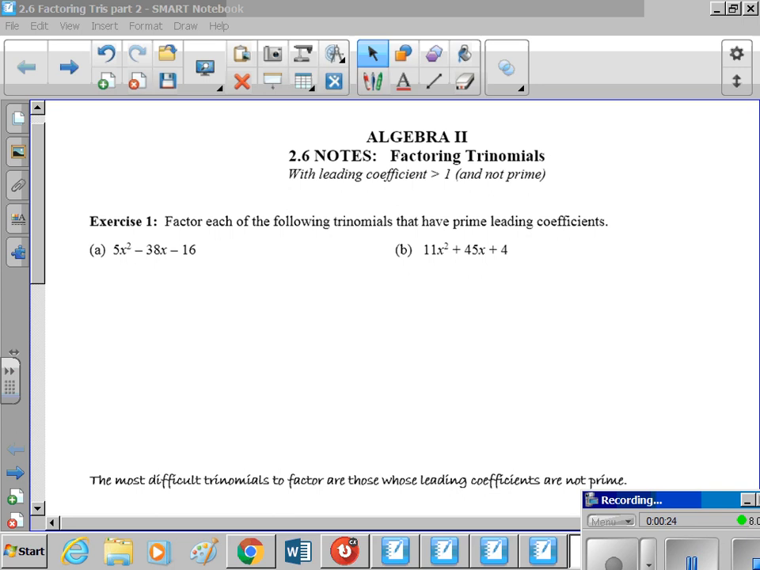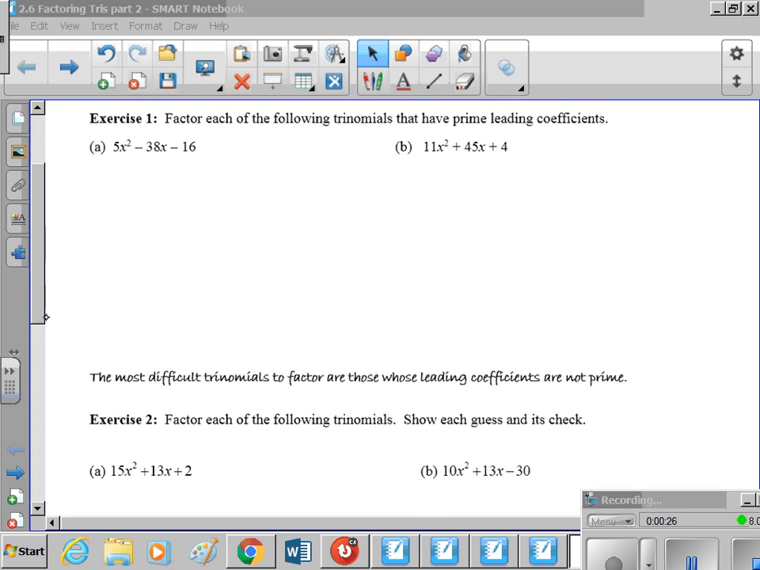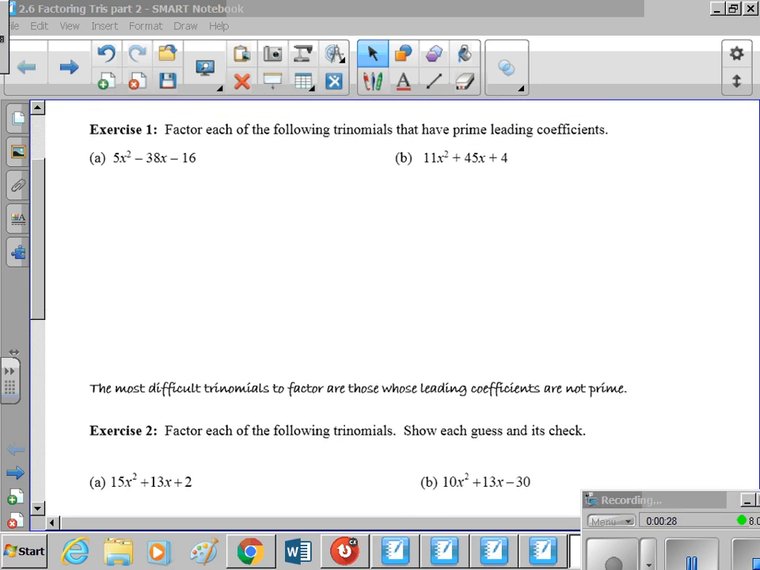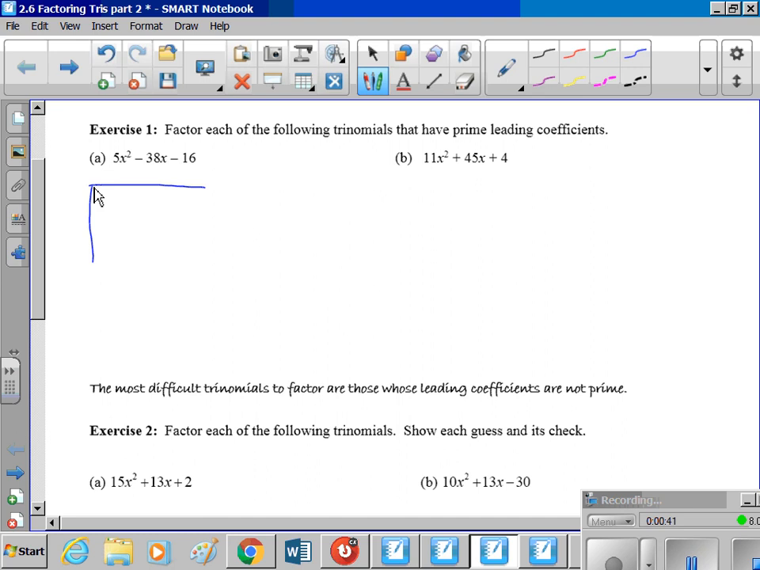So we're going to use the box method because that's going to lend itself well to moving on to leading coefficients that are not prime, that are composite. So again, we can guess and check this, but we're going to use that box method just so we can get some more practice with these. And I think after this lesson and this independent practice, you should have this down pat.